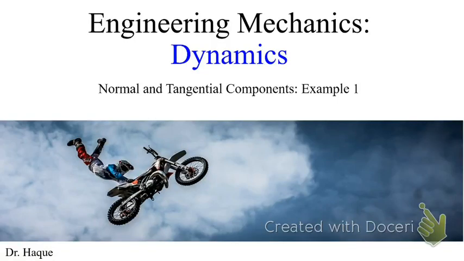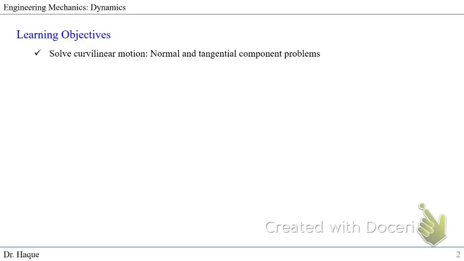Hello students, today we're gonna solve a problem on normal and tangential components. And like always, from the picture, you can see that in this problem we're gonna include a motorbike. So let's see what our problem is. The learning objective of today is to solve a curvilinear motion problem. And in the problem, we're going to look for normal and tangential components of velocity and acceleration.